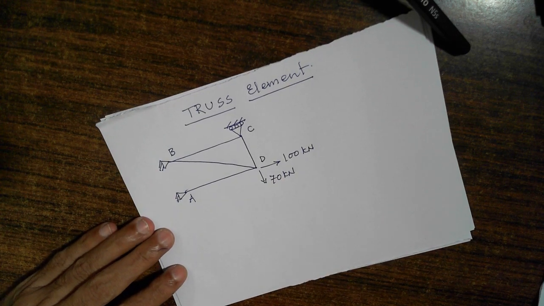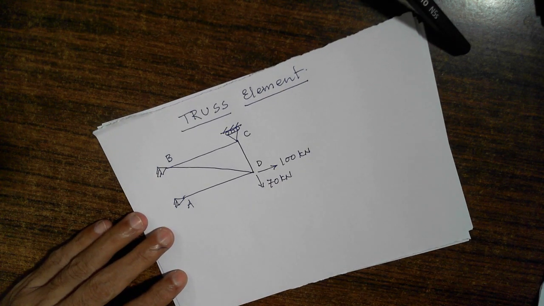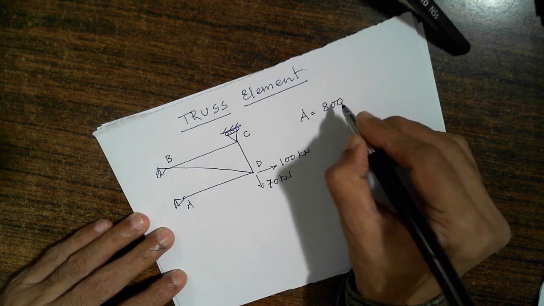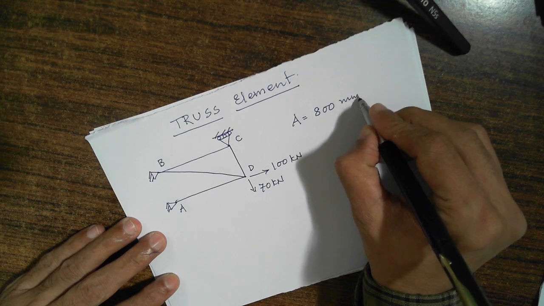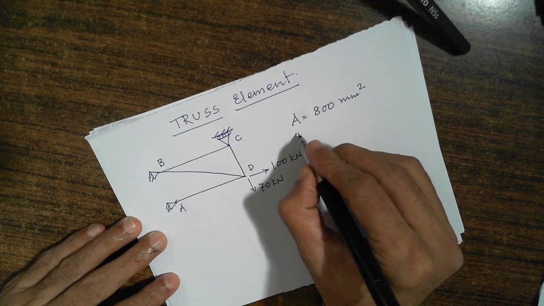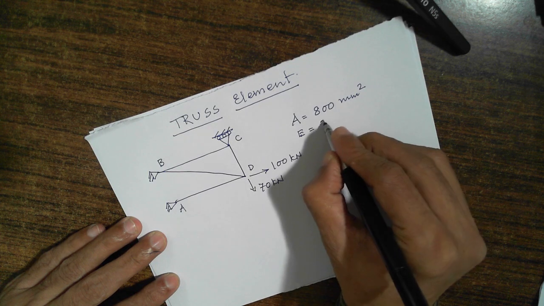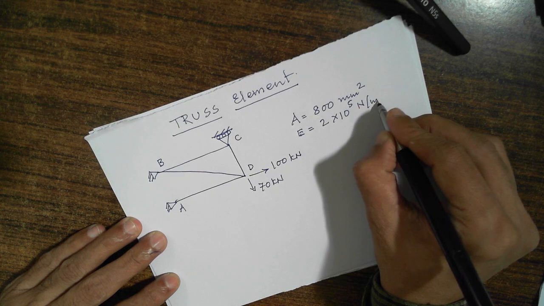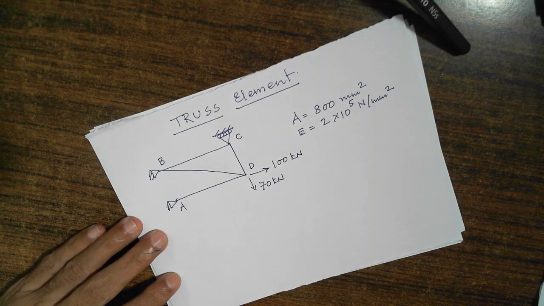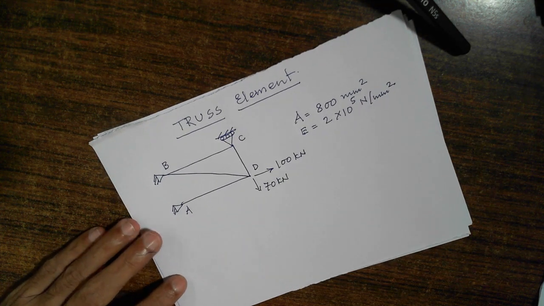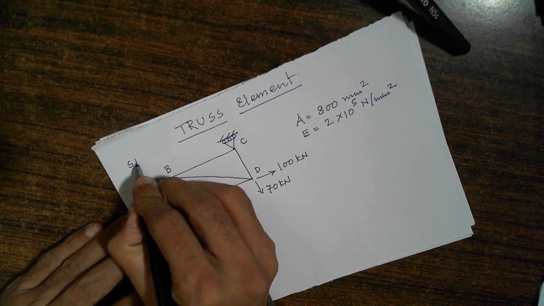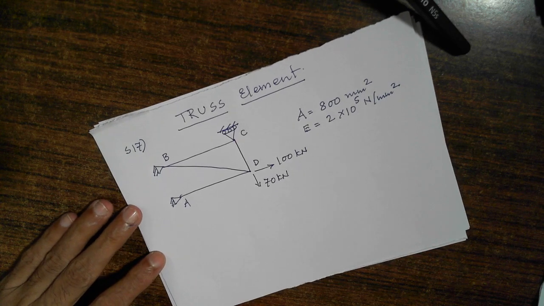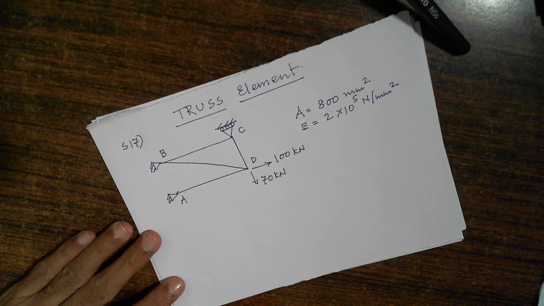It is also given that area for all the members is 800 mm square, and E, that is modulus of elasticity, is 2 into 10 to the power 5 Newton per mm square. This means this truss is made up of steel. This numerical has appeared in summer 17 examination of Rashtrasant Tukadoji Maharaj Nagpur University. So we need to solve this.